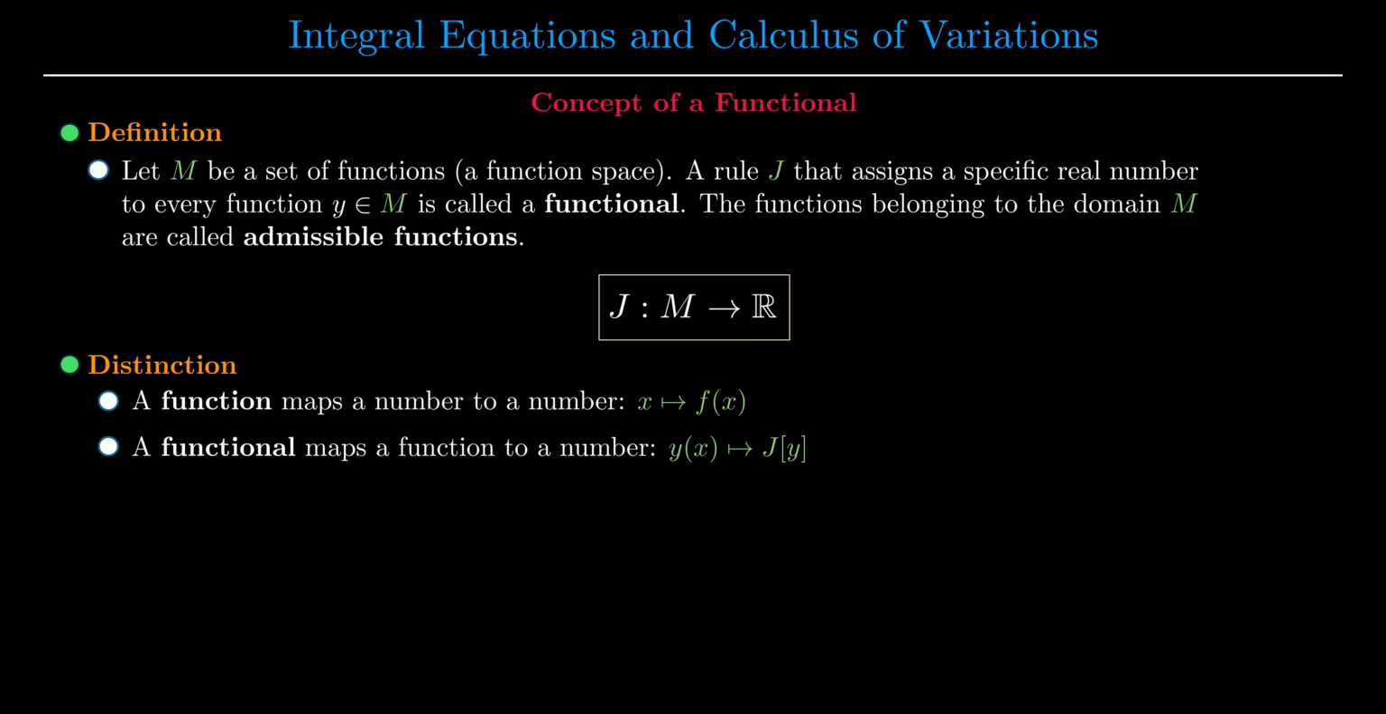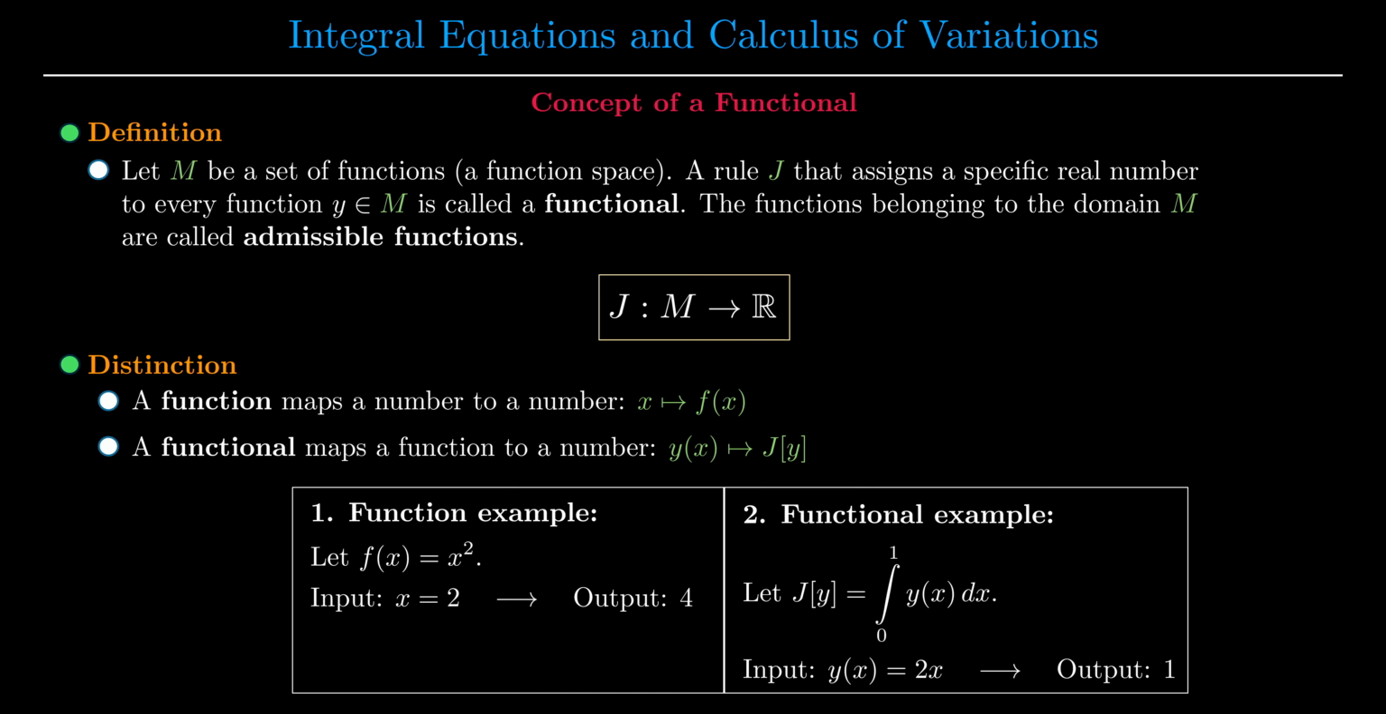Now, here is the key distinction. A standard function maps a number to a number. X goes to f of x. But a functional maps a whole function to a number. Y of x goes to J of y, or J bracket y.